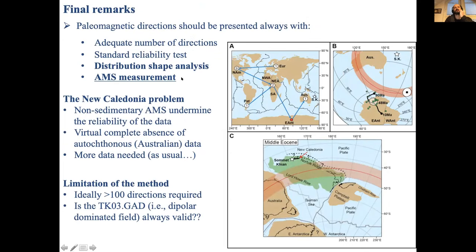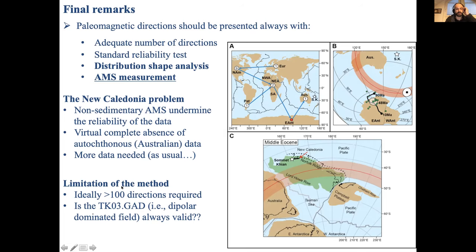Final remarks. We're still in a pickle about this direction, because we are more inclined to consider the direction not reliable because of the AMS measurement. Something I want to outline: without the anisotropy of magnetic susceptibility, this data set would look reliable. So that's something that should always be presented when we use the direction for paleogeographic reconstruction. That should be done together with a proper number of directions, normally 100 is considered adequate, and some other standard reliability tests like the usual fold test. We also recommend doing the distribution shape analysis. And for New Caledonia, we probably need more data from the area because all the data are rotated. They are probably more correct, even if they are rotated, but we are still in a situation where there's no data from the area.